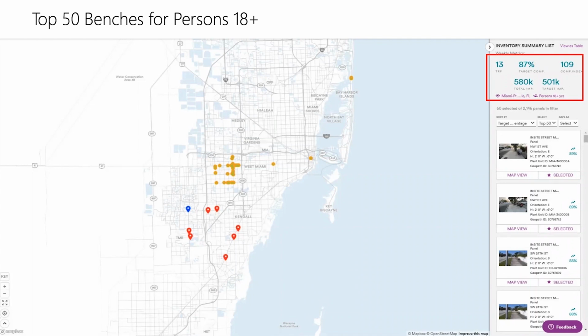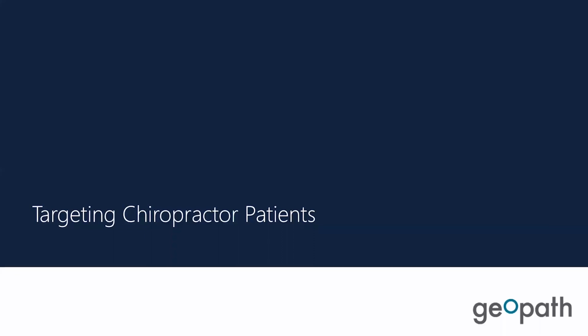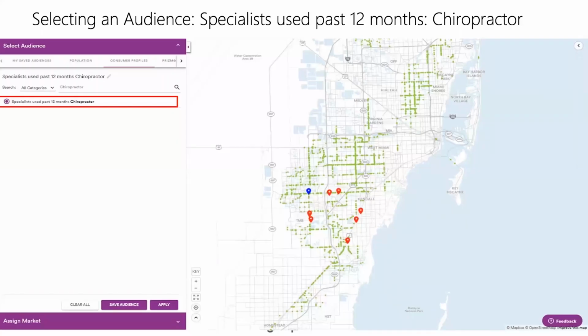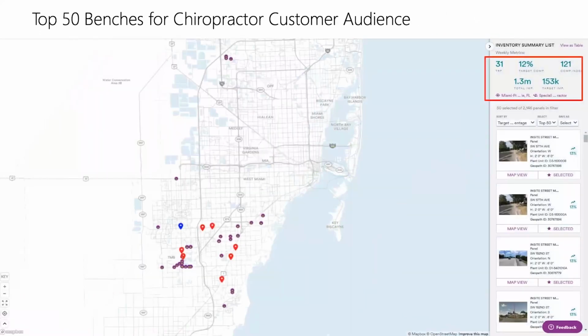Okay. So now here's our target, our consumer profile. Prior to the appointment, doing my research, checking out the different consumer profiles in the Insight Suite, I found the specialist used past 12 months chiropractor, selected that, went in and pulled the top 50 for this demographic. People that have visited a chiropractor over the last 12 months.